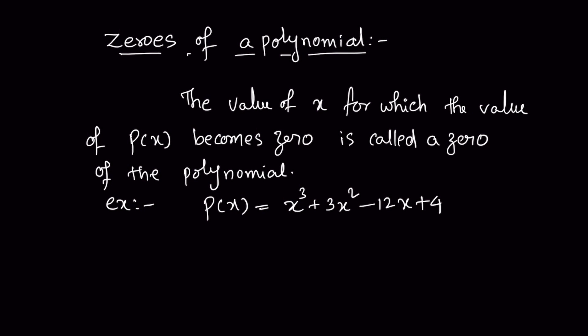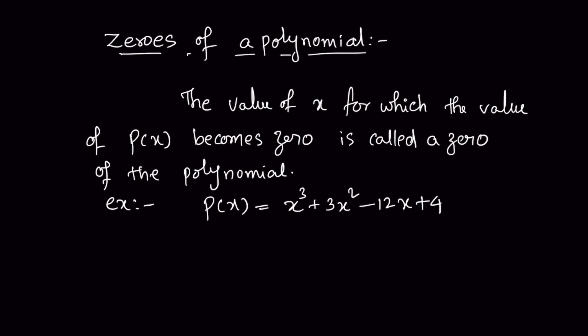Zeros of a polynomial. The value of x for which the value of p of x becomes 0 is called a zero of the polynomial. When you substitute one value in the polynomial, and the whole value of the polynomial becomes 0, then that value is called a zero of the polynomial. For example, p of x is x cube plus 3x square minus 12x plus 4. This is the polynomial in variable x.